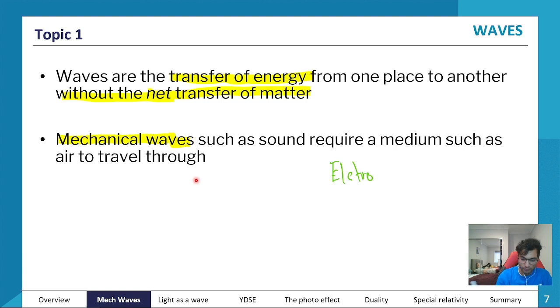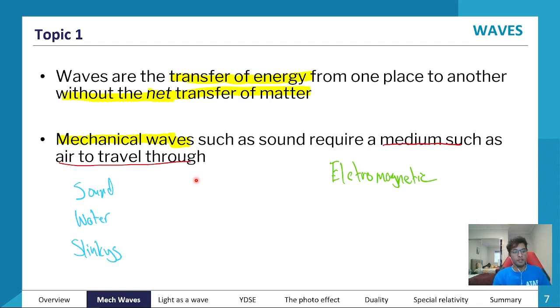electromagnetic wave. And the key difference between an electromagnetic wave and a mechanical wave is that a mechanical wave requires a medium to travel through. So some examples of mechanical waves are sound, water, and slinkies. For all these waves, you need some sort of medium for the energy to travel through. So for our sound waves, we need air. For water waves, you need water, and for a slinky, well, you need a slinky.